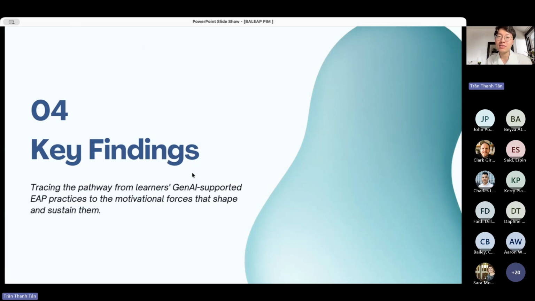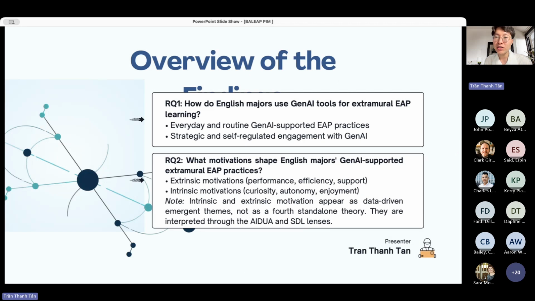So let's talk about key findings. I will structure this part into two main parts, corresponding to the two research questions. As for research question number one, the two main themes relate to everyday and routine practices, and strategic and self-regulated engagement. As for research question two, I divide this into extrinsic and intrinsic motivations. It should be noted that intrinsic and extrinsic here appear as data-driven emergent themes, not as a standalone theory.